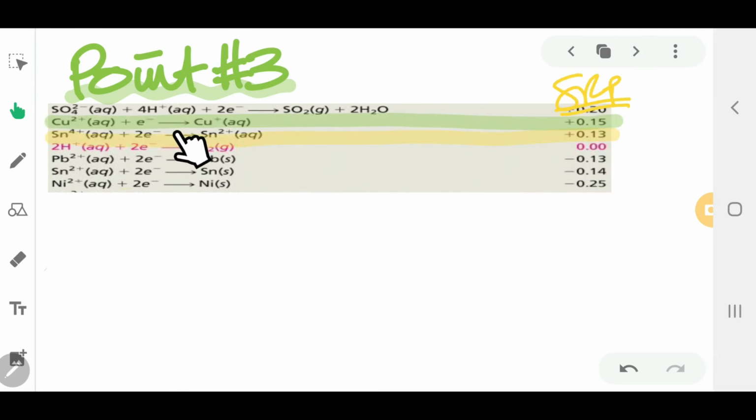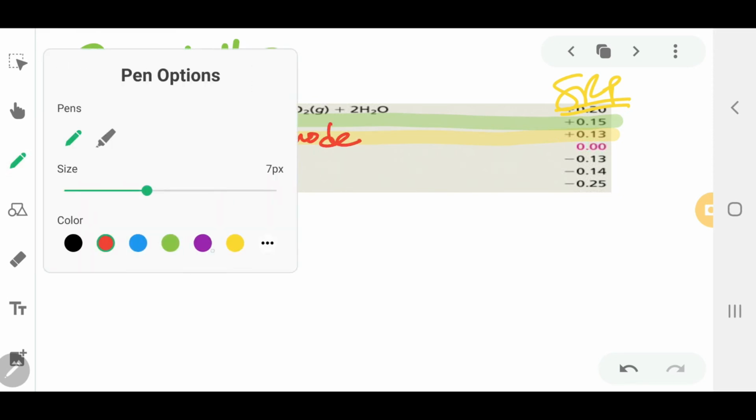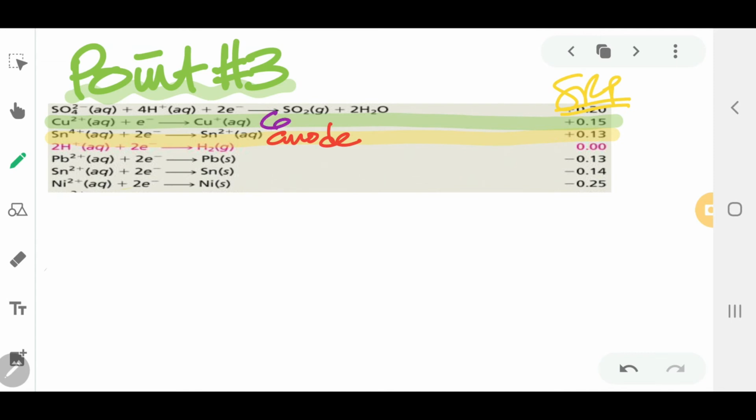And if you want to build the galvanic cell between this half cell, the one in yellow, and the half cell, the one in green over here, the one that will become anode is this. This one will become your anode, and this one will become your cathode. Okay, because you have more negative value over here if you compare with plus 0.15.